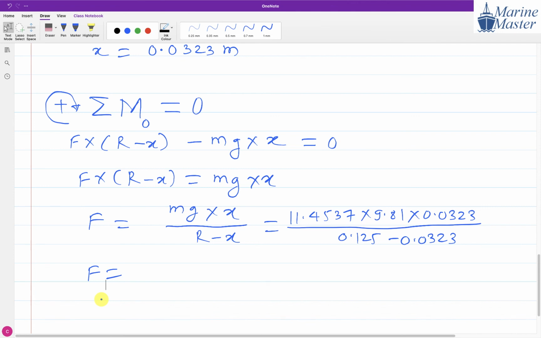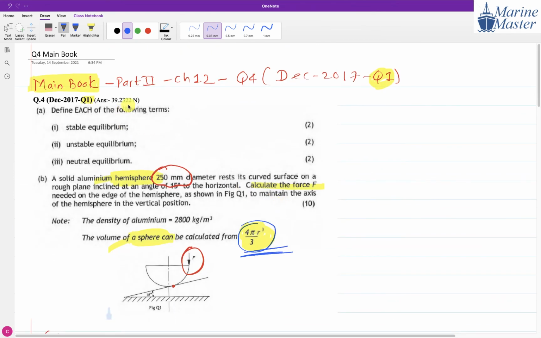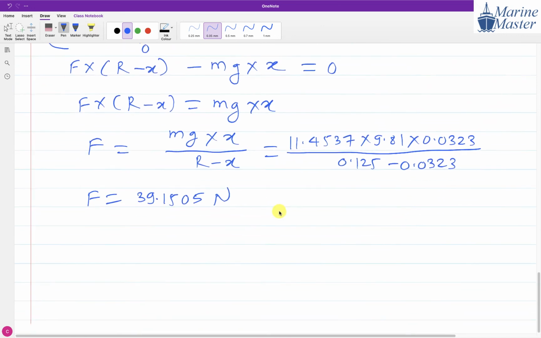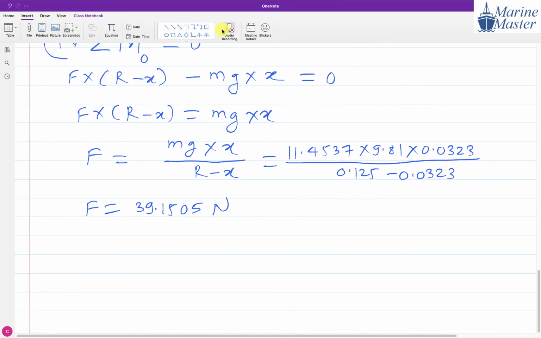Thirty-nine point one five zero, sir. The unit of force will be what? Newton, sir. And how do we identify that the answer is correct? We have a written answer here also. So 39.15 is matching approximately correctly. Any doubt in this discussion?